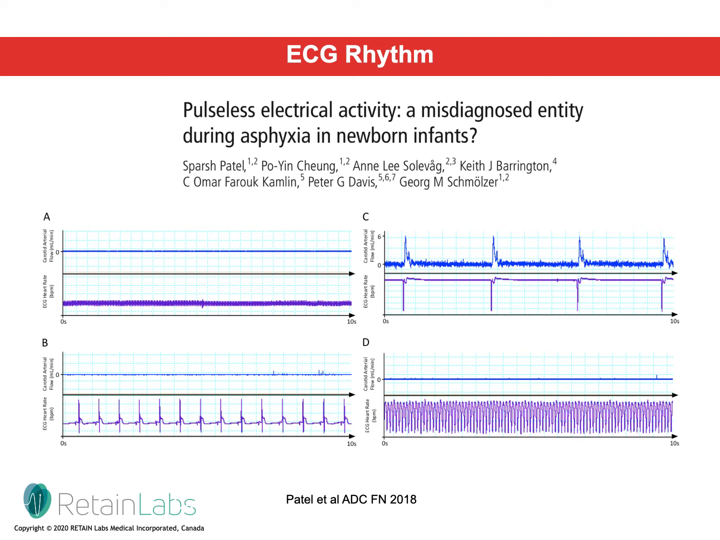Other heartbeats which are less commonly known in newborn infants are pulseless electrical activity and ventricular fibrillation. In pulseless electrical activity, you have a heart rate, which is an electrical impulse, but this does not correspond to any cardiac output or blood flow through the system.